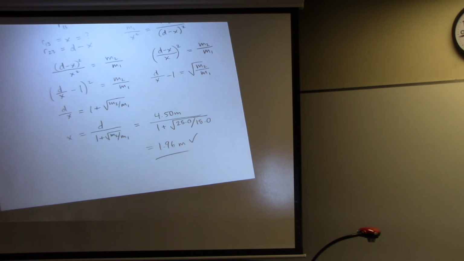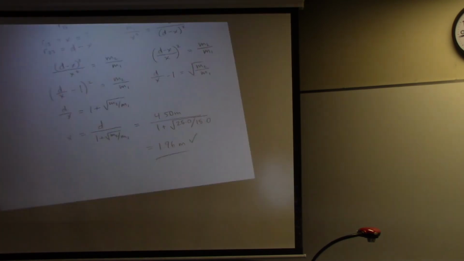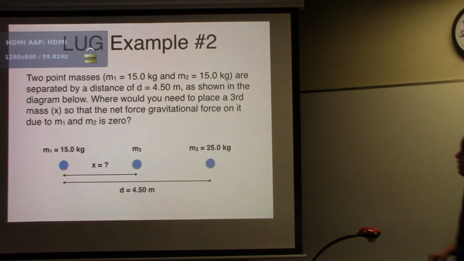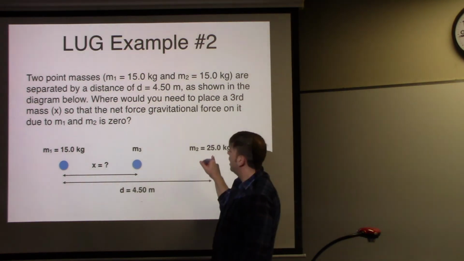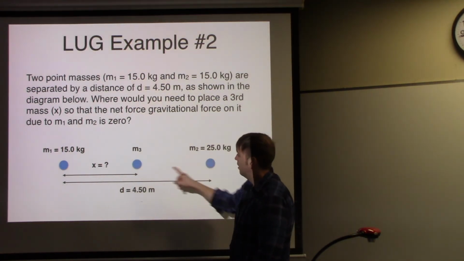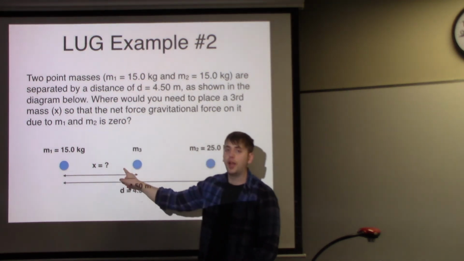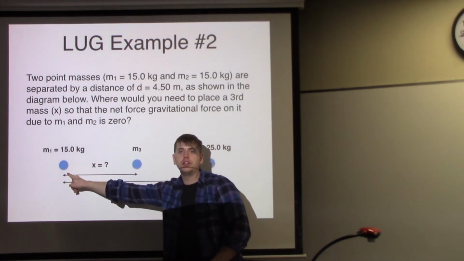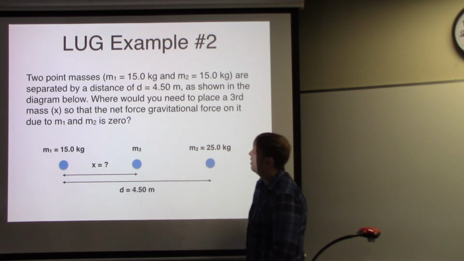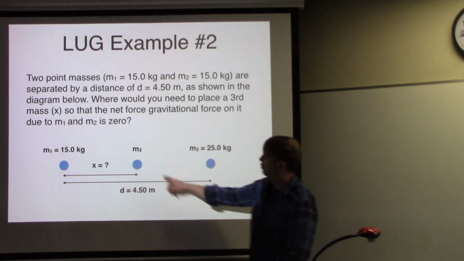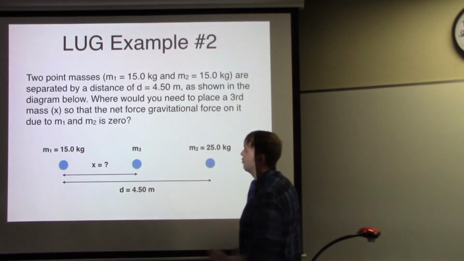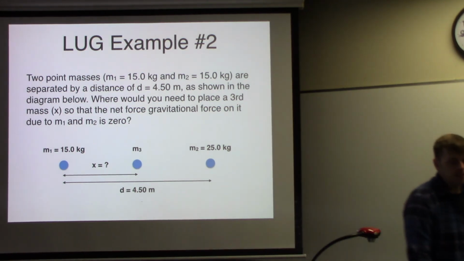And let's actually go back to the diagram and see that this makes sense. So the idea is, since m2 is a bigger mass, I have to have m3 further away from it so that the force of gravity is equal from m1. So I have to put it closer to the smaller mass to make the forces balance out. That's the idea.